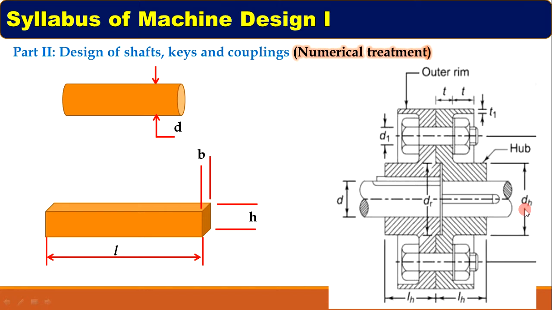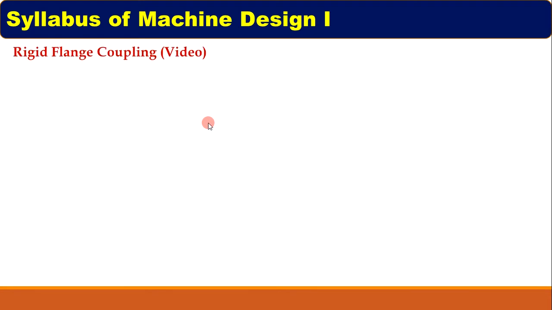What I want to say here is that when you are designing certain components, you are finding out its dimensions. I'm going to explain what we do while designing the components in the second unit. Then a rigid flange coupling. Now you just go through this video so that you can understand what the parts of rigid flange coupling are, so that it will be easy while designing this rigid flange coupling.